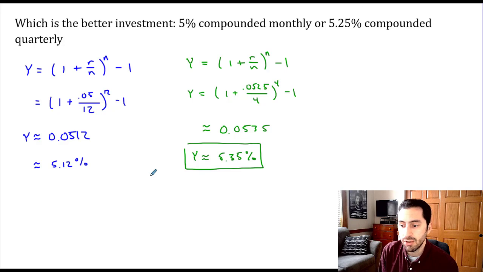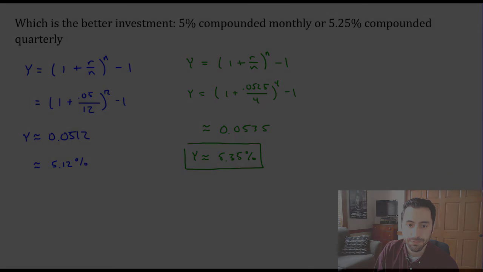And this does bring up a good point. A lot of times the better interest rate is the better investment. So even though this first investment is compounded more often, because the second one has a higher interest rate, we do end up with a better simple interest rate, a better effective annual yield, which means it's a better investment.